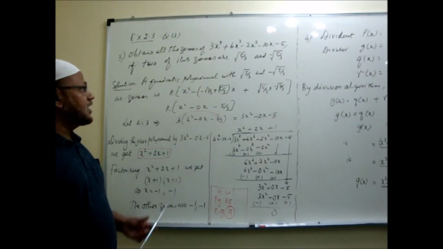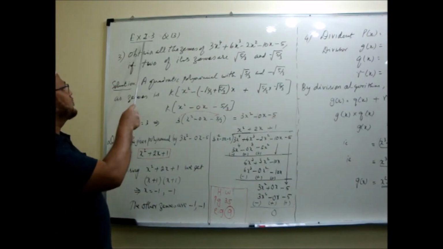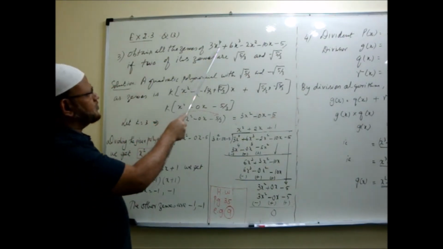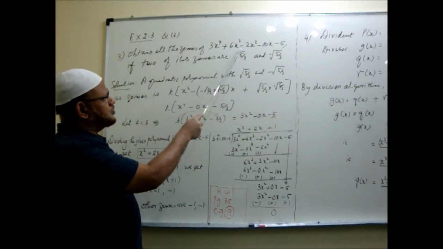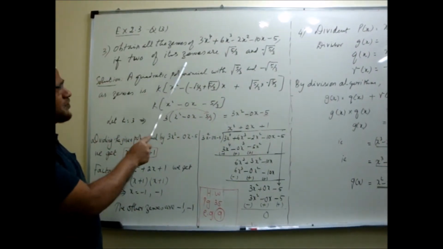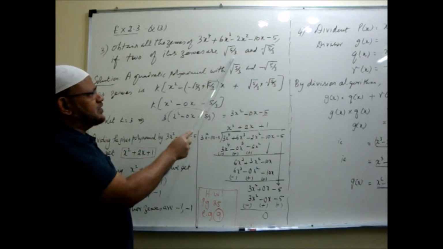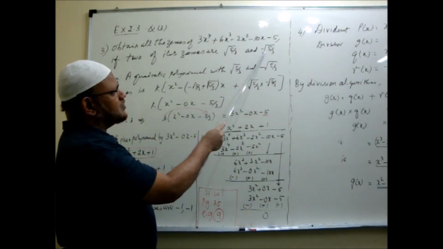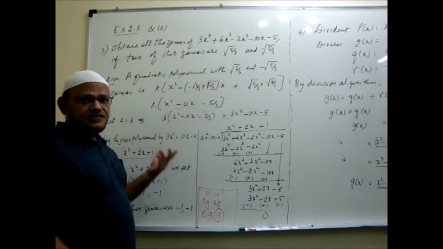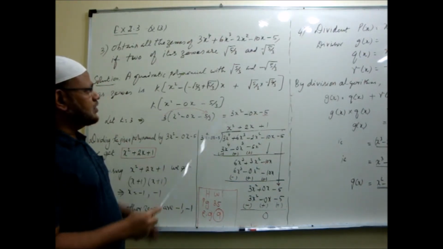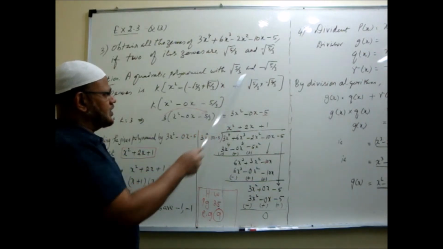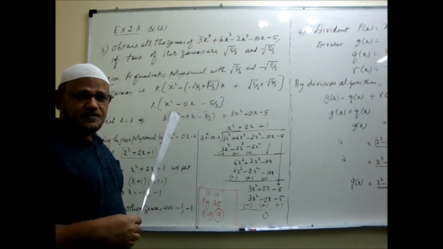Yes. This is another question from your textbook, exercise 2.3, question number 3. Obtain all the zeros of 3x power 4 plus 6x cube minus 2x square minus 10x minus 5, if 2 of its zeros are square root of 5 by 3 and negative of square root of 5 by 3. Two zeros are given, as in the previous question. When you form the quadratic polynomial with the given zeros, the x term won't be coming. That is why I have taken this question.